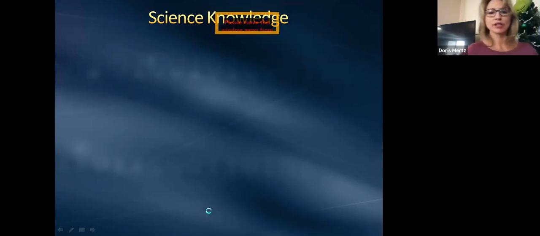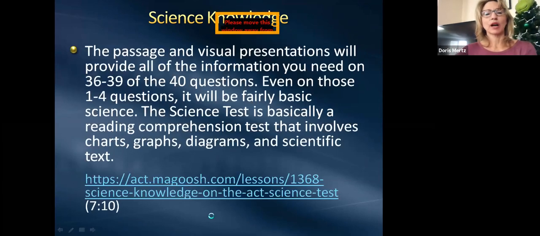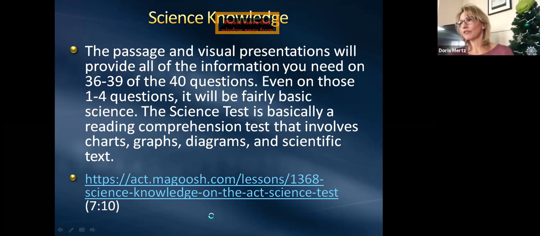The science knowledge. On the ACT test, 36 or 37 of the 40 questions are in the graphs and in the text. 3 or 4 of them will call you to know something outside of what's on the page. On the reading test, everything's there. Every single answer you need is found in the passage. On this one, there are 3 or 4 that are not, but it'll be basic stuff.